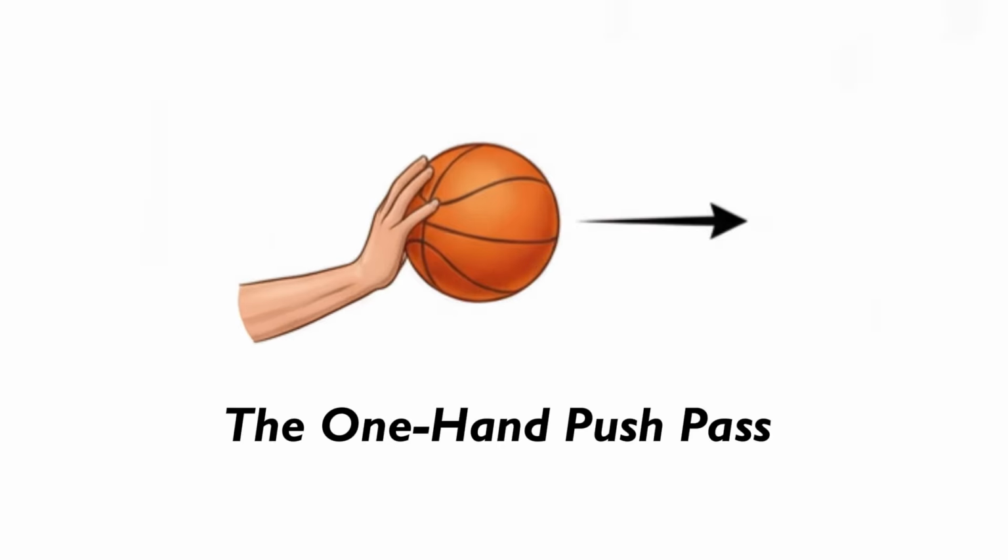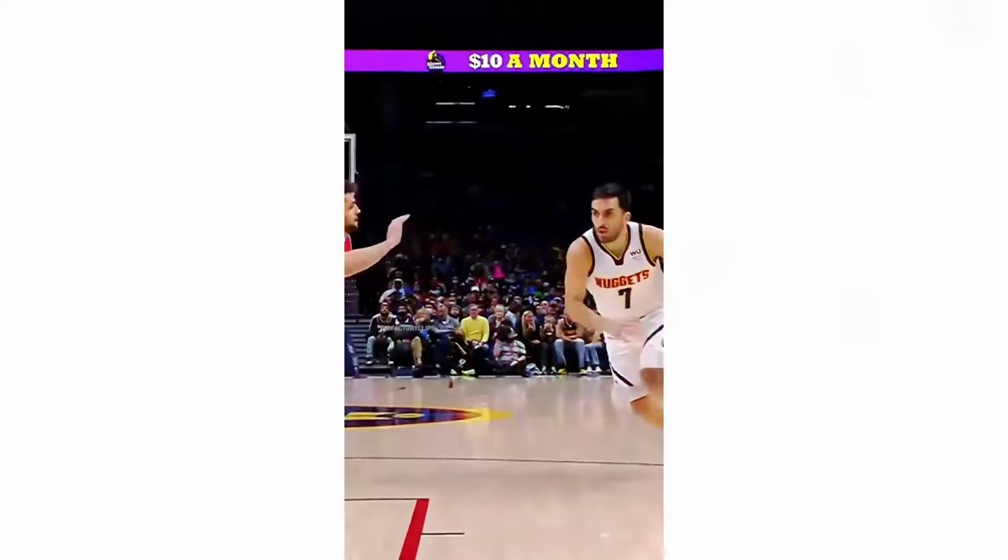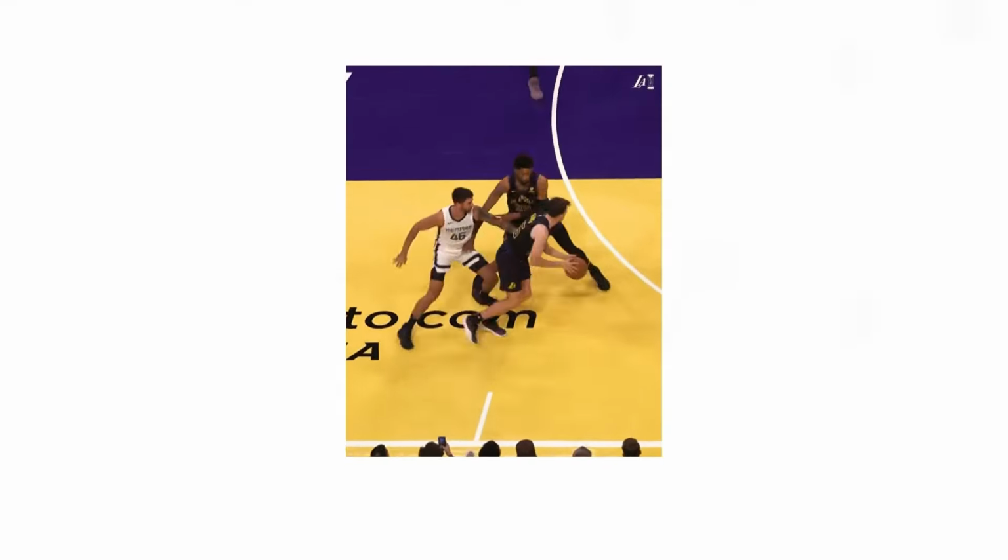The one-hand push pass. A quick, snappy pass made with one hand when you are coming off a dribble and need to release fast without resetting into a two-handed grip. Picture driving into the lane off a pick and roll.